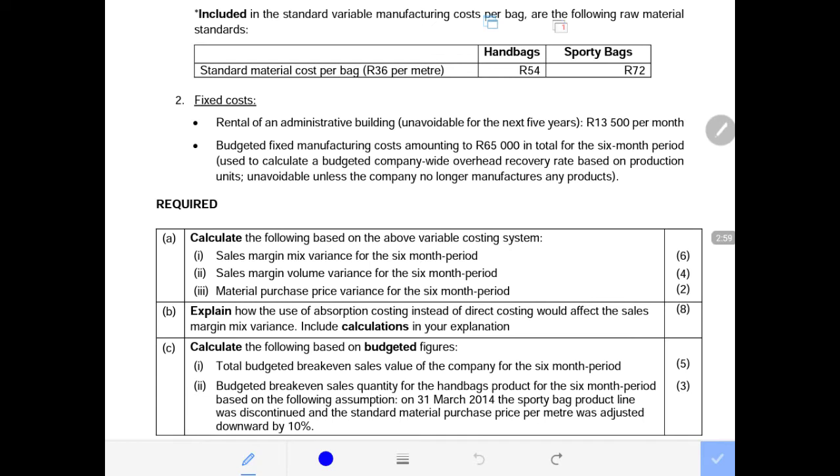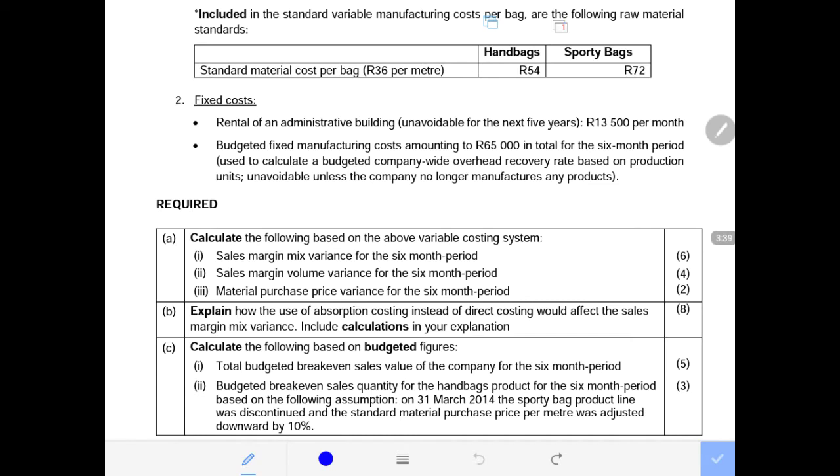Then we have number C, where we are to calculate, based on the budgeted figures, the budgeted break-even sales value. If you see now, this is different from the previous recording, the company called Dazzle Ltd. This is the sales value. That means we don't end with the units. After we've done the break-even point units, we need to multiply it by the selling price. We get the sales value of the break-even point, meaning the revenue that the company will receive when it is at the break-even point.